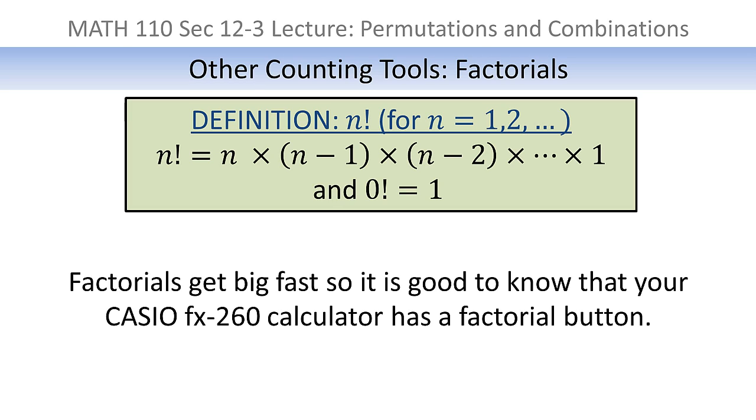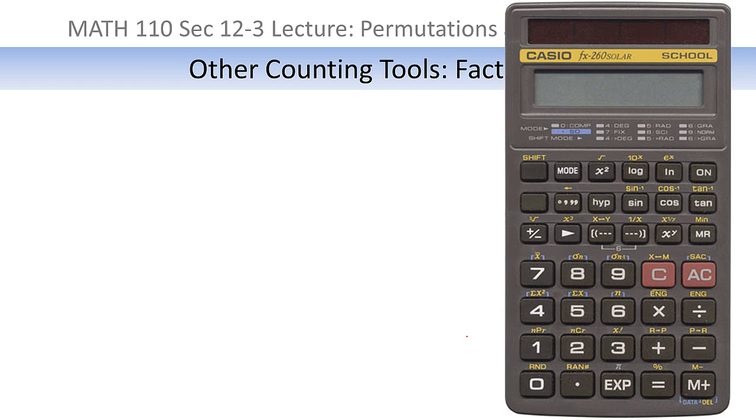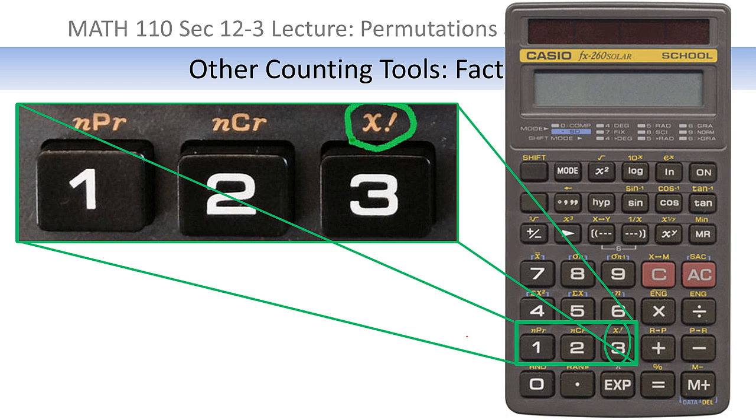Also might mention that factorials get large quickly, so it's going to be good to know how to use your Casio FX260 to do these factorials. There is a factorial button on that calculator. And if you look at it, I'll show you where it is. It's actually the shift above the 3.